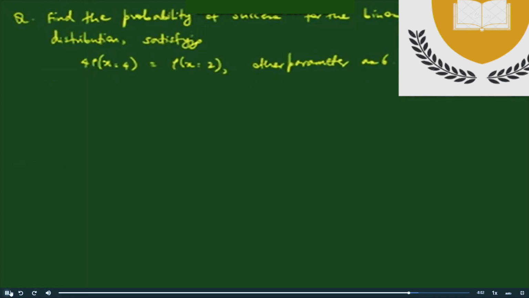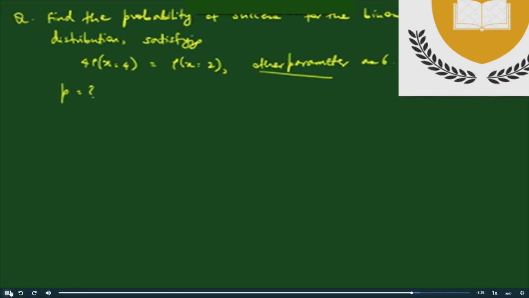Find the probability of success for the binomial distribution satisfying 4P(X=4) = P(X=2), with the other parameter as 6. The wording of this question is a bit confusing. They are saying that you need to find the probability of success, so p is not given. They're asking you to find it.